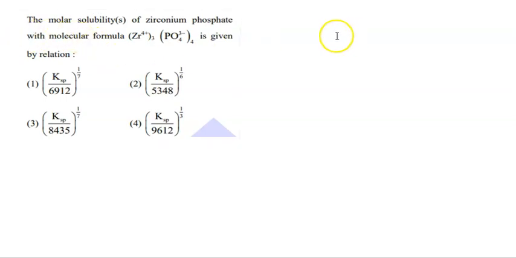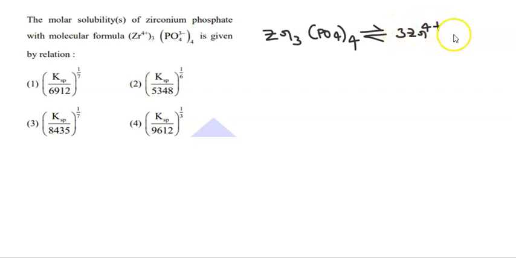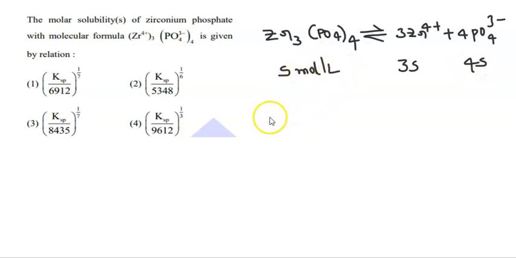The molar solubility S of zirconium phosphate. Molecular formula is given as Zr3(PO4)4, which dissociates as 3Zr4+ plus 4PO4 3-. Let the molar solubility be S for Zr3(PO4)4, then it will be 3S here, and here it will be 4S. Molar solubility means S moles per liter.